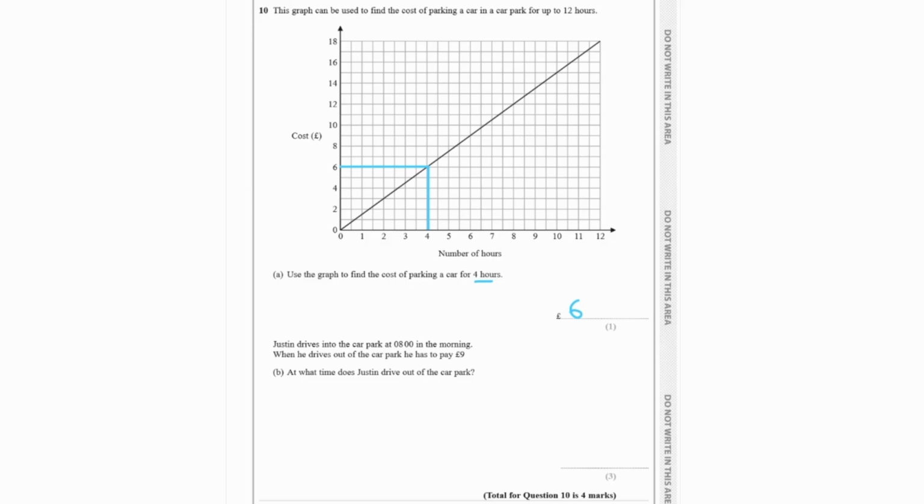The next part says, Julian drives into the car park at 8 o'clock in the morning. When he drives out of the car park, he has to pay £9. Part B, at what time does Julian drive out of the car park? So if Julian is paying £9, that means we first have to find out how much time he spent in the car park. In order to do that, we can look for 9 on the cost axis, which is the y-axis, and 9 would be there in the middle of 8 and 10. We can then draw a line going from 9 until it meets the graph, and then look at the corresponding value on the x-axis, which is 6. Therefore, we can say that for £9, he spent 6 hours.